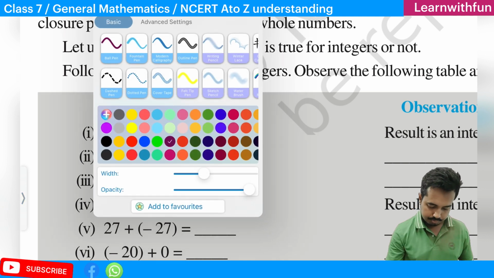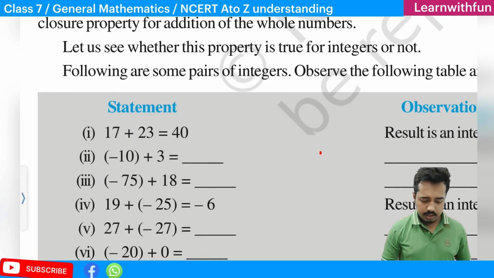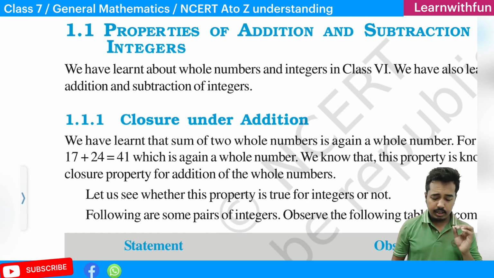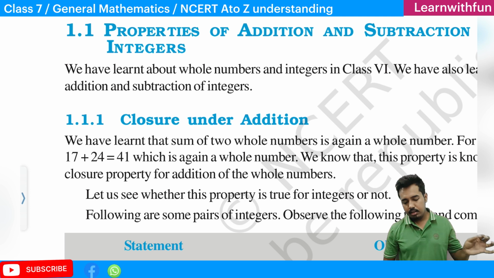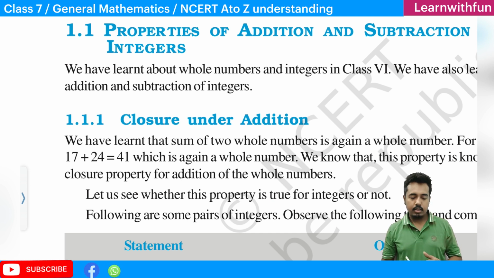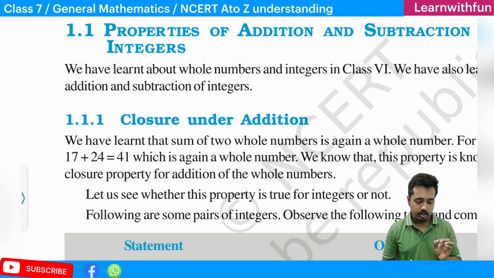Now see here, the numbers, the integers. So we are taking the integers, so we will specifically talk about integers and their properties. So this closure property under addition is for integers, not for natural numbers, not for whole numbers. This is completely based on integers.